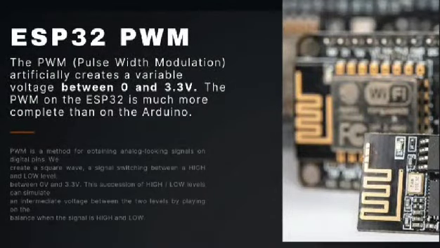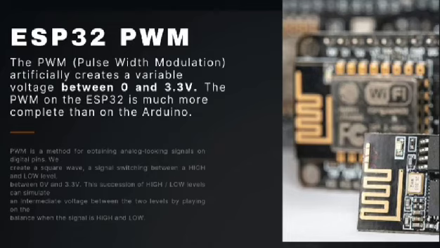ESP32 PWM. The PWM, pulse width modulation, artificially creates a variable voltage between 0 and 3.3 V. The PWM on the ESP32 is much more complete than on the Arduino. PWM is a method for obtaining analog-looking signals on digital pins.